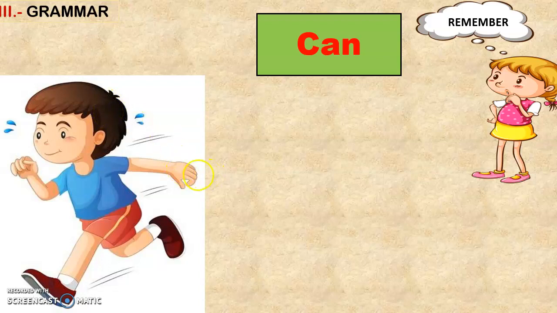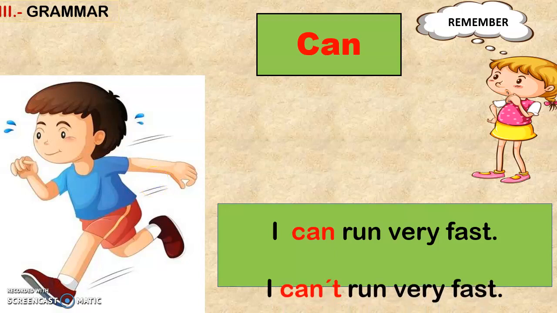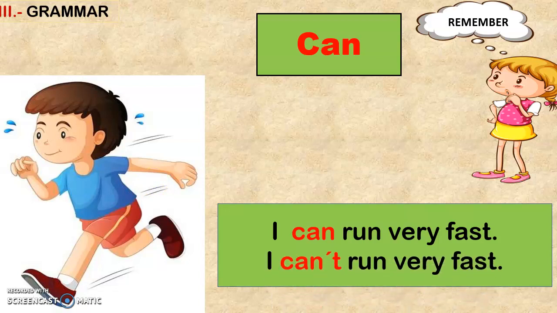Yes, run. Good. But now look at this sentence. I can run very fast. Yes, I can run very fast. And what about this one? I can't run very fast. Oh no. But notice that these examples are in the present because can refers to the present. We are talking about abilities here, but in the present tense, right? Because that is something that you can do right now.